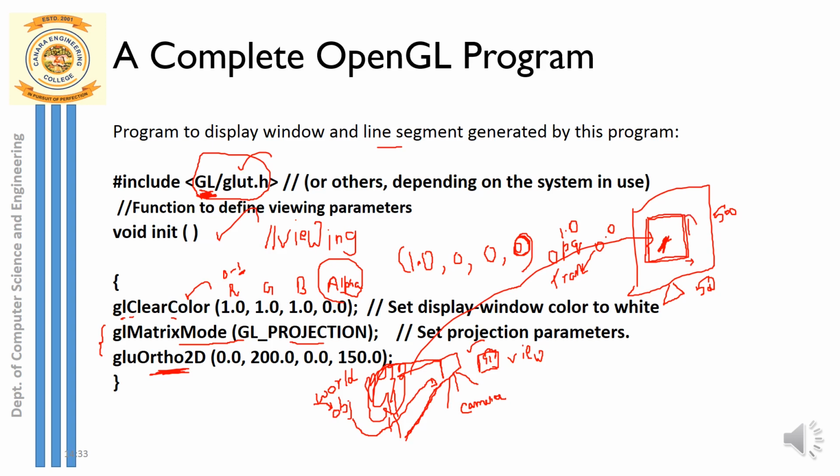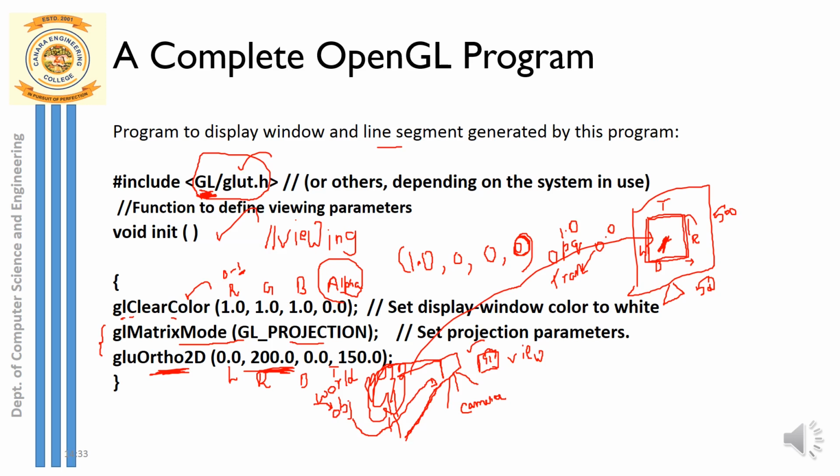Okay, so inside this display window again I will set one boundary, and that boundary is the one whose parameters are defined inside this gluOrtho2D. So what is that boundary? It is nothing but 200 and 150. You can just say this as gluOrtho2D with parameters left, right, bottom and top, LRBT. So what is that? Left, right, bottom and top. Left indicates this, right indicates this, bottom indicates this, and top indicates this.